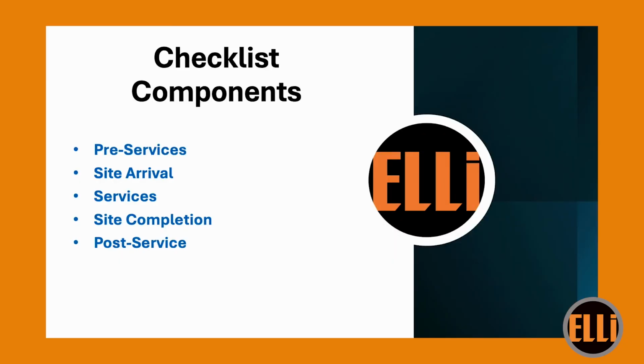Okay, checklist components. You can do this in many different ways. This is just how I do it. I break it down into basically time-framed elements. So I've got 5 different components here. The first one being pre-services, and then site arrival, then services, then site completion, and then lastly post-service. So I'm going to describe each one of these in more detail on these next slides.